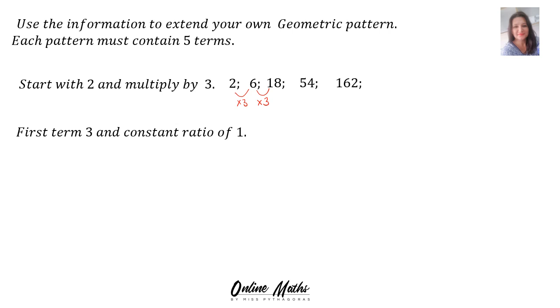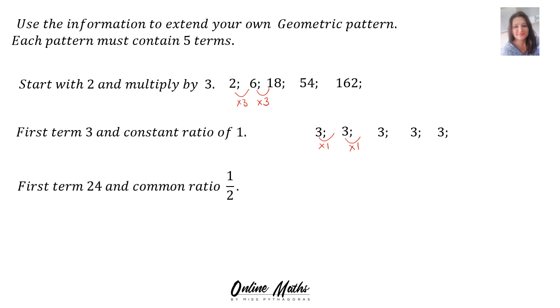Make a pattern with first term 3 and constant ratio of 1. Again, what does constant ratio mean? That is the number that you're going to multiply with. So first of all, we start with 3, and then a constant ratio of 1 means multiply by 1. So therefore 3 times 1 is 3. Then multiply by 1 is 3. So our sequence is just 3, 3, 3, 3.